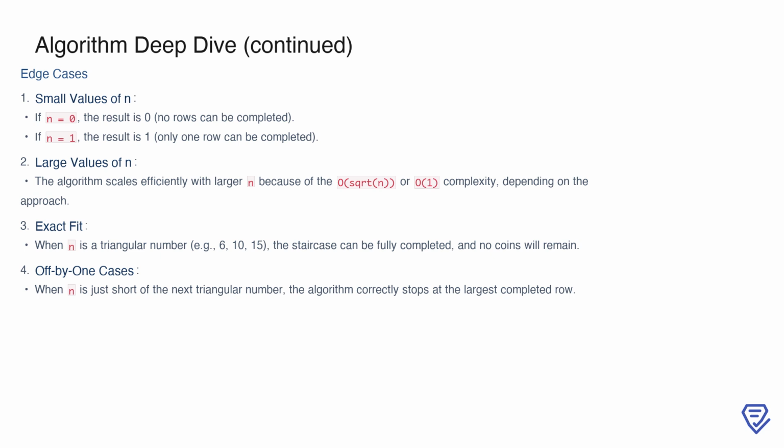In these cases, the staircase can be completed perfectly, leaving no remaining coins. Lastly, for values of n just short of a triangular number, the algorithm correctly identifies the largest completed row, ensuring accurate results. These considerations ensure the solution is robust and handles all scenarios effectively.